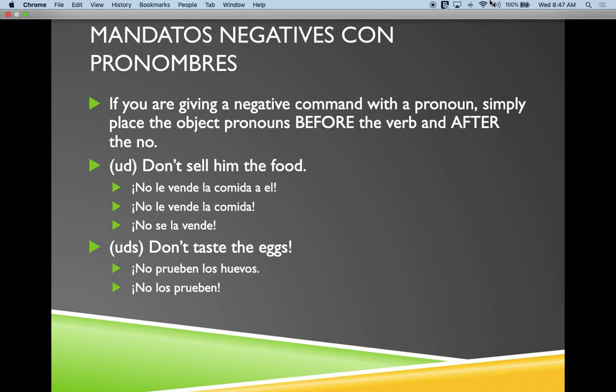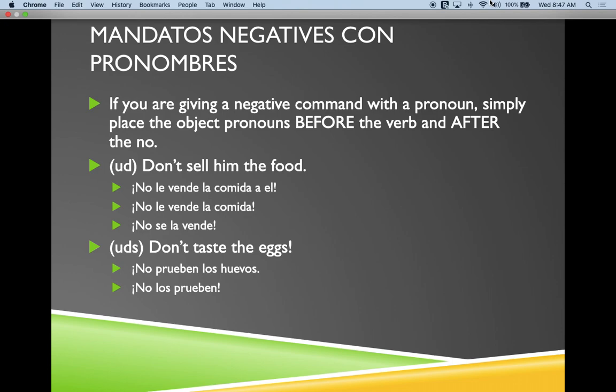It's weird to us in English because we don't do pronouns and nouns in the same sentence. It's like saying, don't serve him the food to him. It's like a double thing, and that's just what we do in proper Spanish. No le venda la comida. So then we're going to replace comida with it. Don't sell him it. No se la venda. Don't sell it to him.